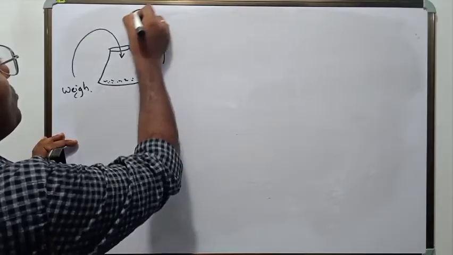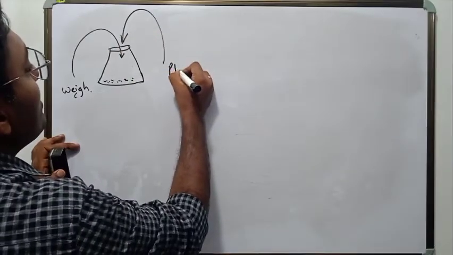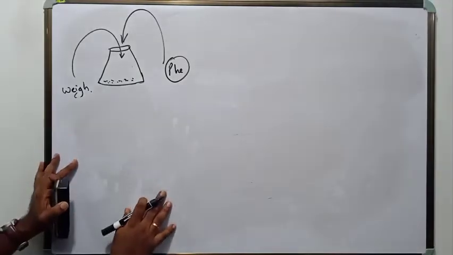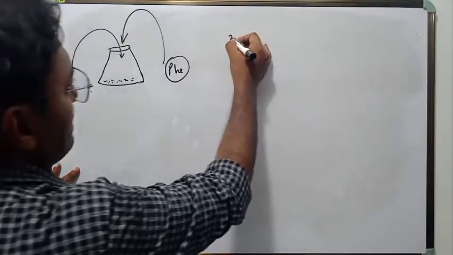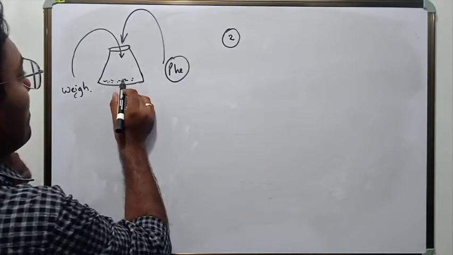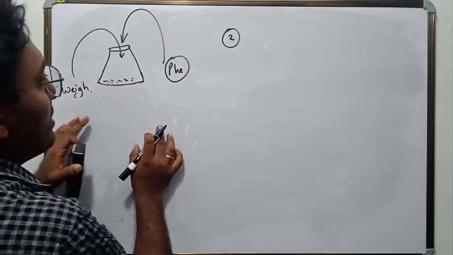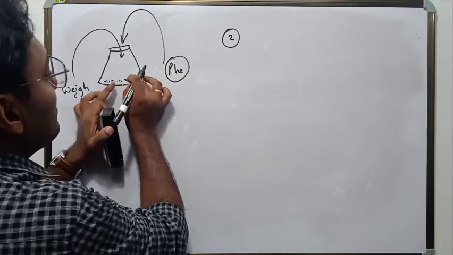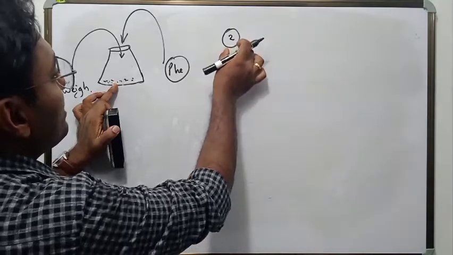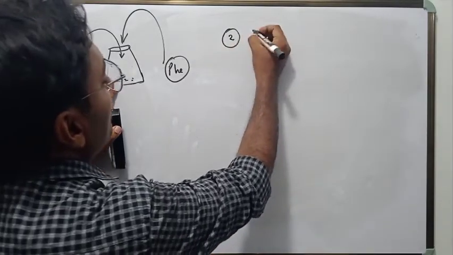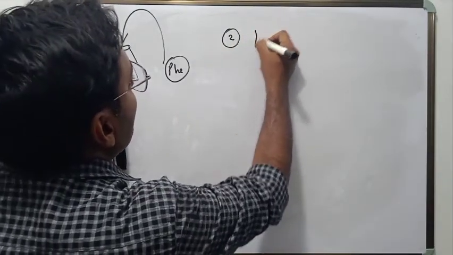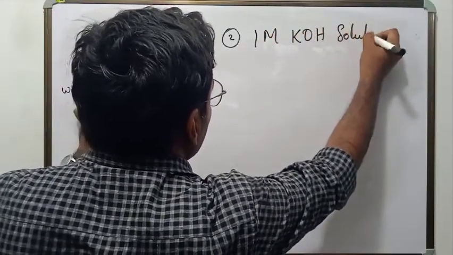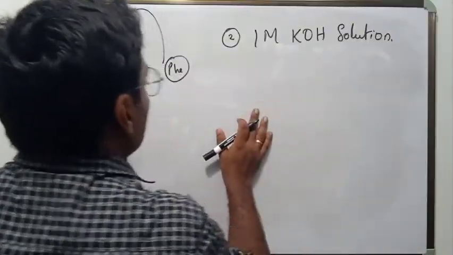Now I also add phenolphthalein. Phenolphthalein, 1 to 2 drops is enough. Now in the second step, I have to determine free fatty acids in my oil sample. So what I will do, this is acid base titration. We have acid here. We have to titrate it against a base. So now I will use the base, 1 molar KOH solution. That is what I will use, 1 molar KOH solution.